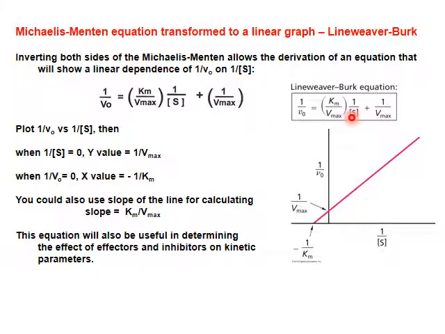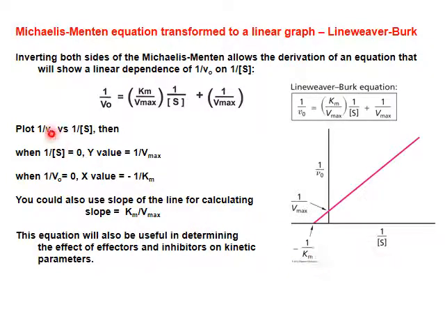And your x-intercept would be where y is 0. I'm sorry, x is 0 is here, so if x is 0, 1 over S is 0, and that's your Vmax. When y is 0, then you can solve for 1 over S, and you will see that it becomes negative 1 over Km. And so this is your Lineweaver-Burk plot.